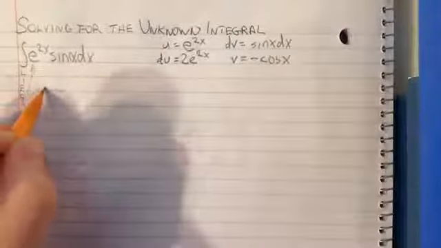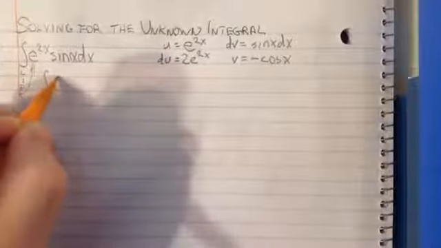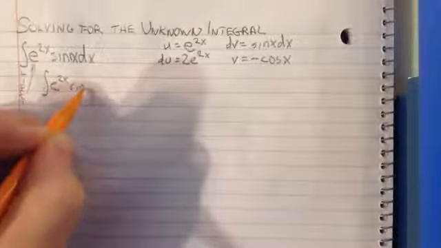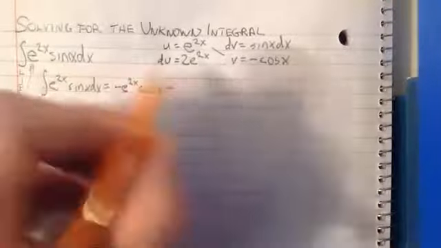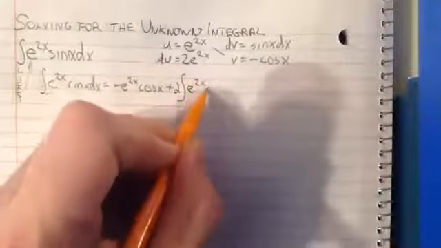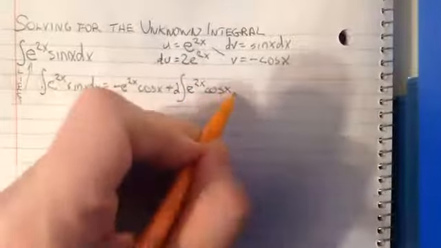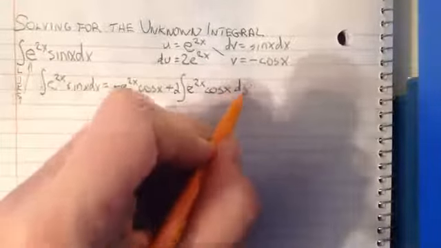So our integral, I'm just going to rewrite it right here, is the integral of e to the 2x sine x dx equals uv, so negative e to the 2x cosine x minus the integral of v du. The negative is going to factor out and multiply this negative, make it positive, and I'm going to factor out this 2. So it's the integral of e to the 2x cosine x dx. Okay.